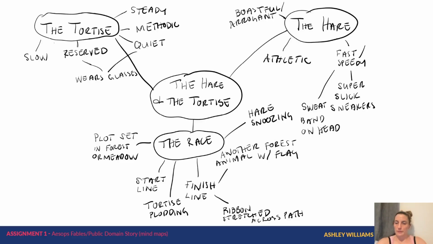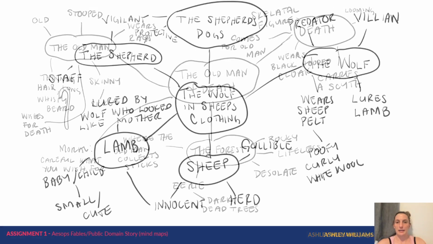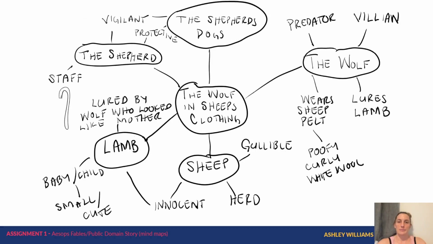So at the beginning of the semester, we started with an Aesop's Fable public domain story illustration. So we started with mind maps. So that's what I have here, are my mind maps. I did The Tortoise and the Hare, The Old Man and Death, and The Wolf in Sheep's Clothing.